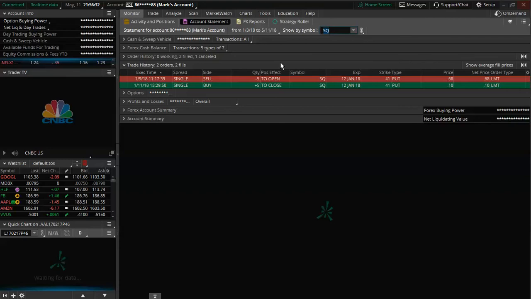Square, I did this earlier in the year. I only did 5 contracts because at the time, for whatever reason, I may not have had enough buying power to do more than that. So I sold 5 contracts and received a 68-cent credit, and then just a few days later I closed it out for 10 cents. So I made about a 58-cent profit on that one times the 5 contracts. So contract size, again, it really doesn't matter. It's just whatever you're comfortable with trading.